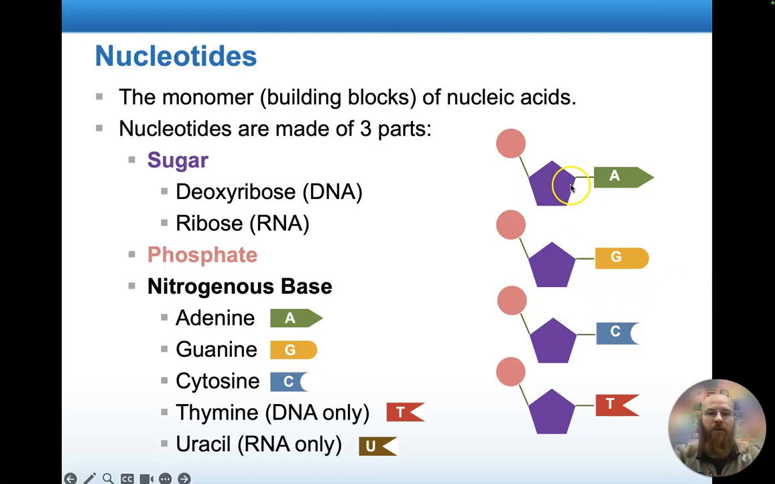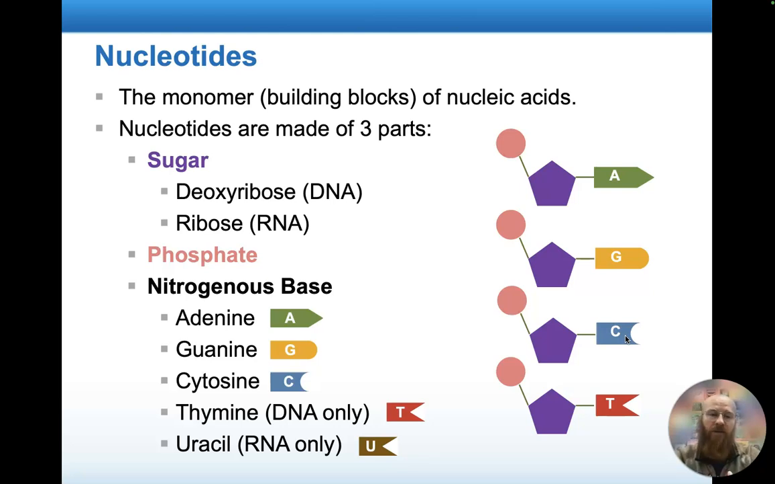In purple, you see that we have a sugar. Again, for DNA, that's going to be called deoxyribose. For RNA, it's called ribose. You do not have to remember that specifically. Just remember that we have a sugar for each. We have a phosphate group here in pink. And we have one of four nitrogenous bases. Now, the official names of these four bases are adenine, guanine, cytosine, and thymine.